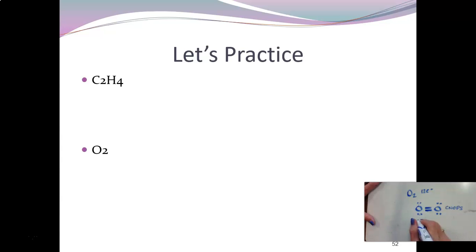So let's check the molecule first to see if it's polar. Are there lone pair electrons on the center atom? There's not a center atom. They're bonded to each other. So there's no center atom. They're equal. So this molecule is going to be nonpolar.